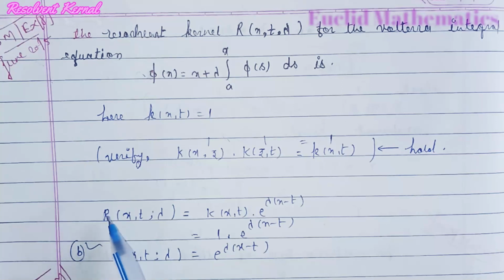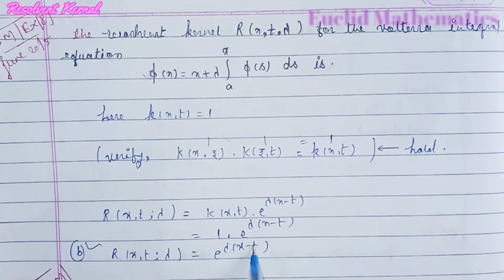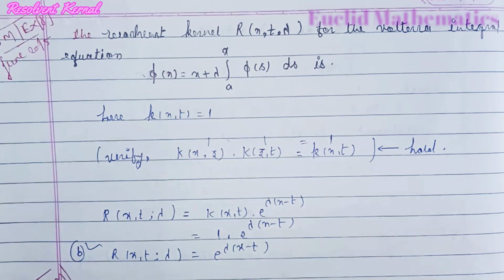If both sides are equal, then use only the one result here. The resolvent kernel R of x, t, lambda is equal to k of x, t times e raised to lambda into x minus t. So k of x, t is 1, and e raised to lambda into x minus t remains the same, because lambda has no value and x minus t remains the same. We can see option B is correct: R of x, t, lambda is equal to e raised to lambda into x minus t. How easy that answer is, we can answer such a question just by observation.